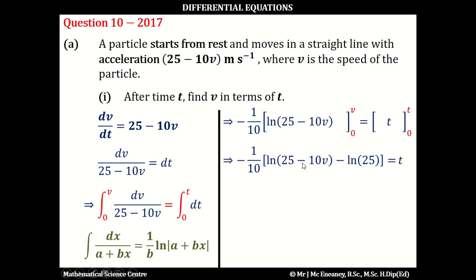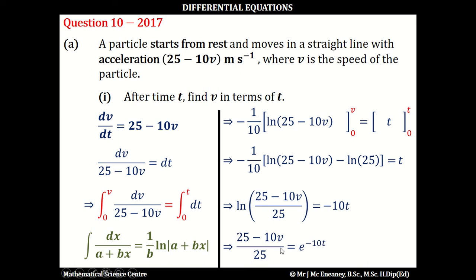So this gives the ln of 25 minus 10v minus, and when you put in 0 for v, this term goes, and we're just left with the ln of 25. Now this minus 10, we can bring across and multiply, so we get minus 10t on the right. And we've got the log of a minus the log of b, which is just the ln of a over b. So we've got the ln of (25 minus 10v) over 25 equals minus 10t. To get rid of the natural log, we take the exponential of both sides, and (25 minus 10v) over 25 then equals e to the minus 10t.